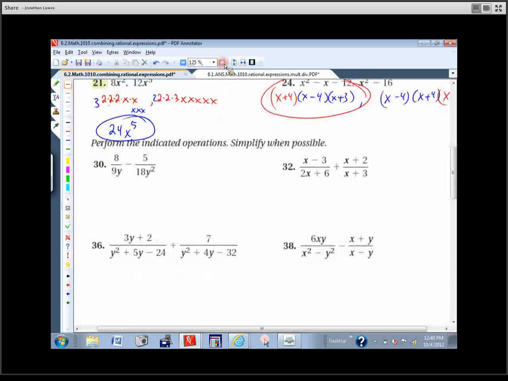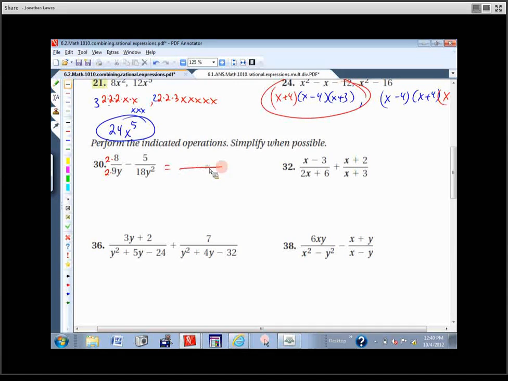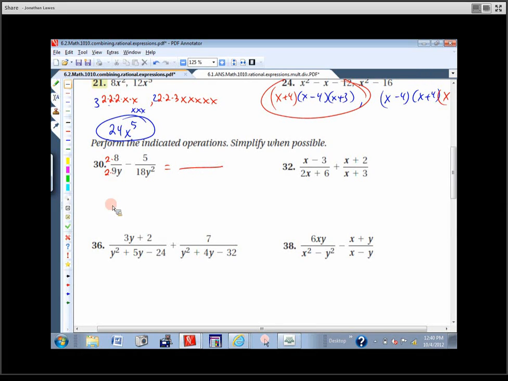It says, perform the indicated operations, simplify when possible. So I take a look at these. I know I'm supposed to subtract them. I'm supposed to combine these. So the way I'm going to do that is I'm going to make them have the same factors. So I'm going to multiply this one by 2. So that gives me, let's kind of speed up the work here. Do I have everything I need?